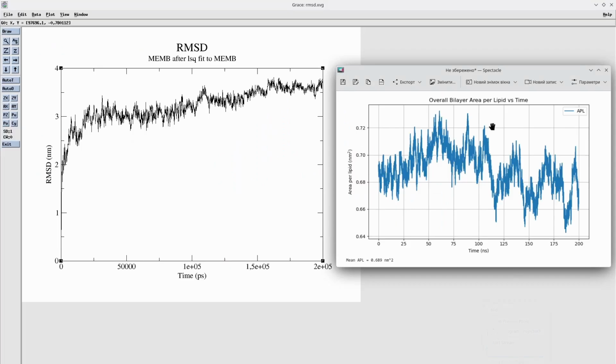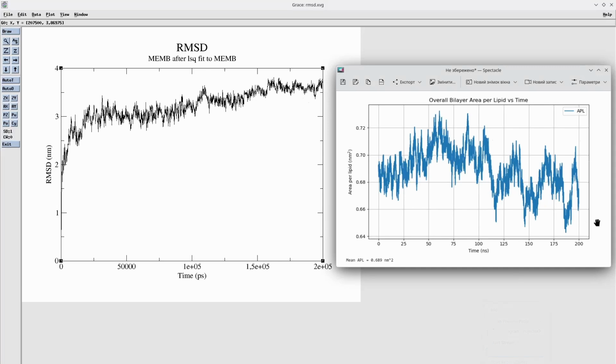Finally, if we look at both RMSD and lipid area plots, we can see that at the end of our trajectory, at 150 to 200 nanoseconds, there is a plateau in the RMSD curve, and in this final interval we can also see repeats in the area per lipid curve. Together, these two plots indicate that our membrane is ready for a drug permeability study.